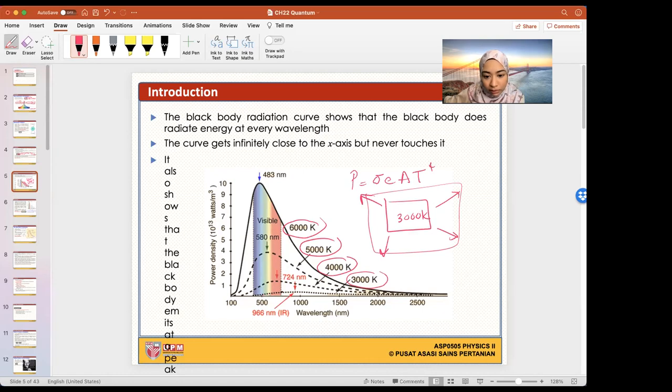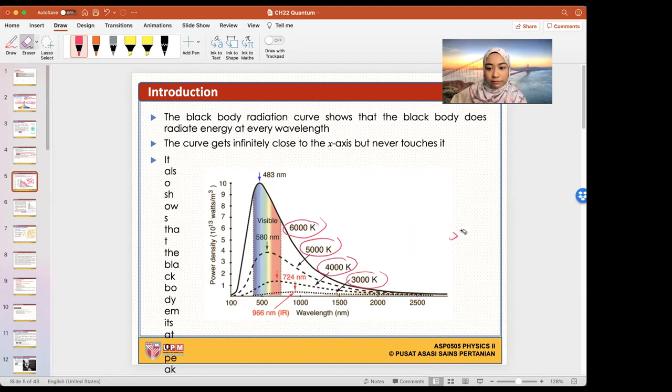So they plotted this graph for 3000 and then 4000: heat it, put it in the machine, capture whatever radiation that the object would give, plotted this diagram and then so on until they got the 6000 Kelvin readings. So that was the experiment and they got this graph.